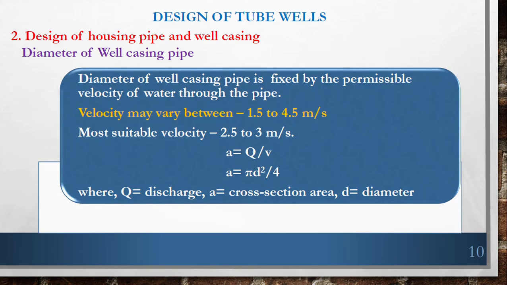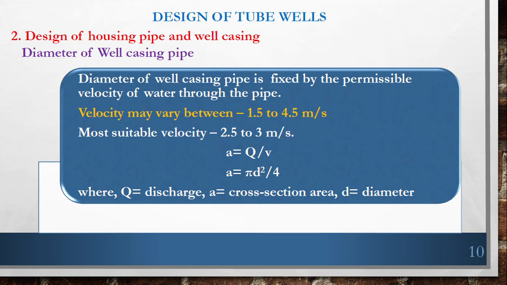Now we are moving on to the casing pipe, that is, the diameter of the casing pipe. The diameter of the casing pipe is almost equal to the diameter of the well. We are drilling a hole and placing the well casing pipe, so it should be slightly lesser than the hole so that it can fit into the hole. The main thing which affects this diameter is the velocity of water through it. The velocity should not exceed 4.5 meter per second. That is, it should be between 1.5 and 4.5 meter per second.